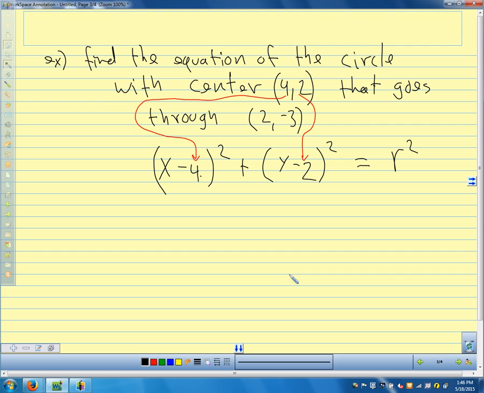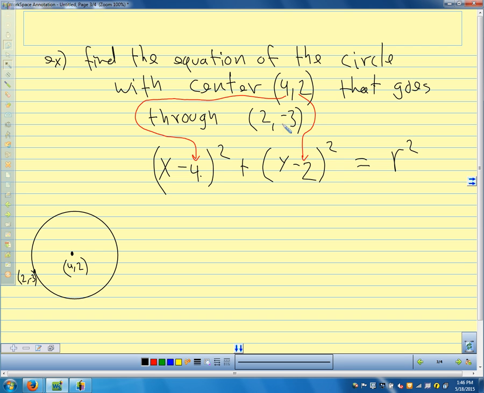Well, what does this (2, -3) give us? The center is (4, 2). So if we drew a picture, here, let me draw a picture. We know that the center is at (4, 2). And we know that the point (2, -3) is on the circle. So what does that give us in our equation?